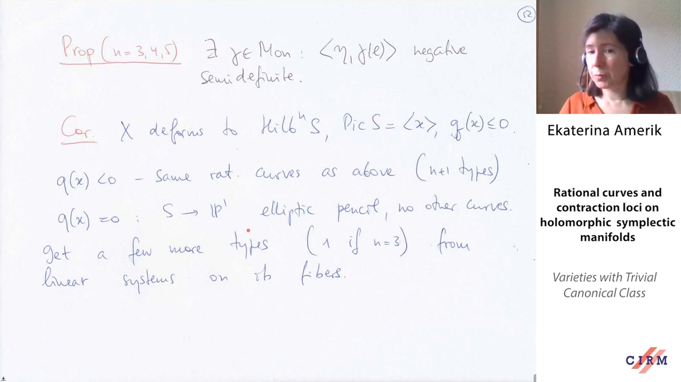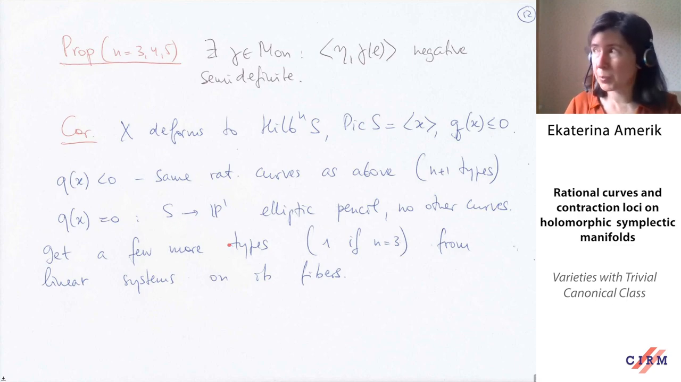Then we get a few more types. If you check it, then you see that sometimes you find the old types back. So in particular, when n is equal to 3, you get exactly one more type of rational curves from this situation. The minimal rational curve, let's call it D, to stress that it's not the same type as those C's we had above, comes from the linear system g^1_2 on the fibers of this map.